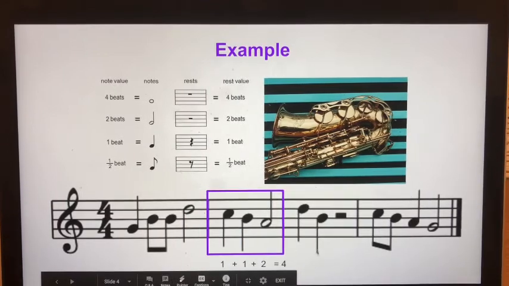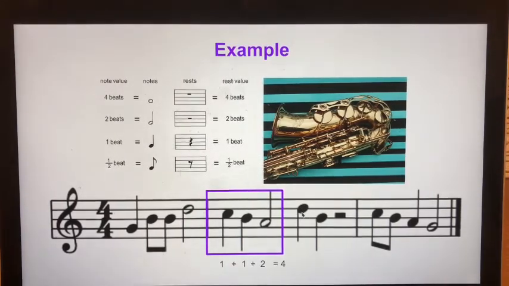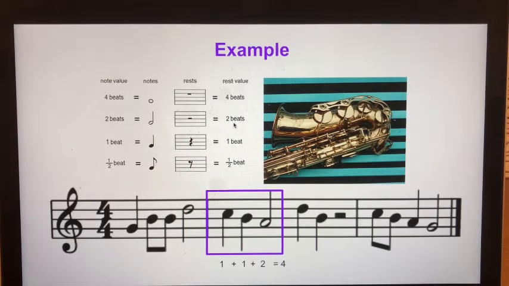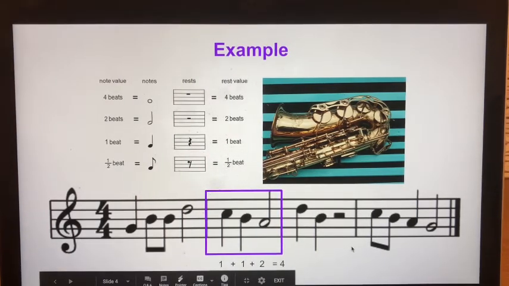Let's try this measure just for fun, okay? Quarter note is 1 beat. Another quarter note is 1 beat again. So we have 1 plus 1, and this right here is our half rest. If we go up to our half rest symbol, we can see that it equals 2 beats as well. So 1 plus 1 plus 2 equals 4 once again.